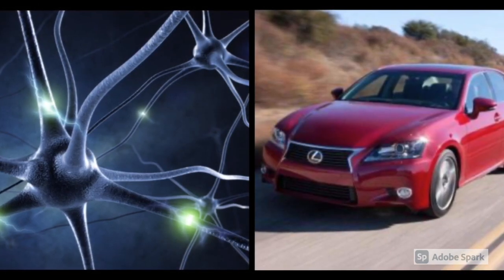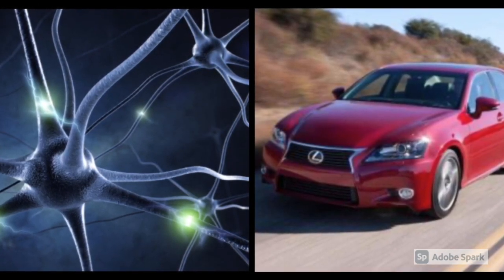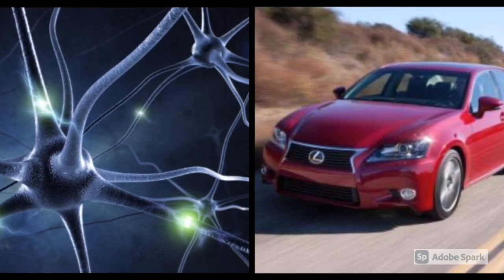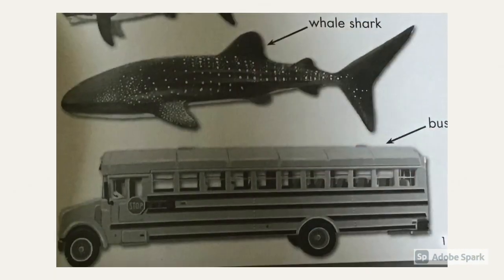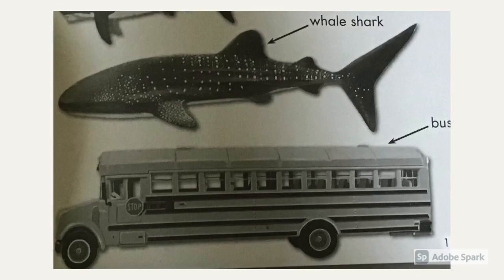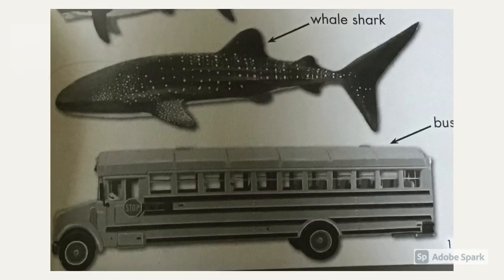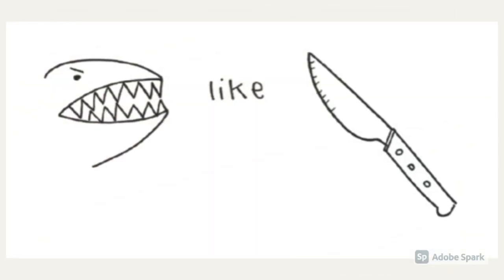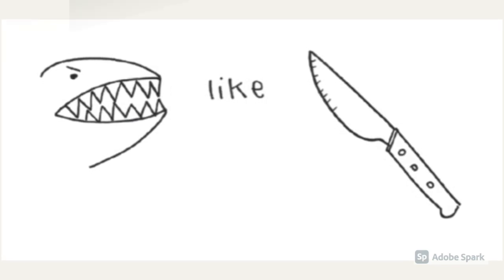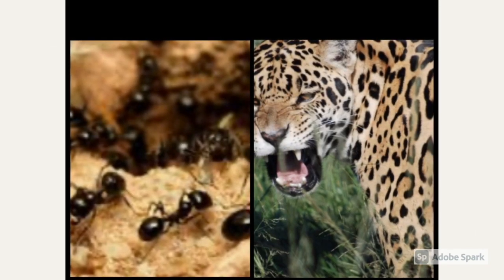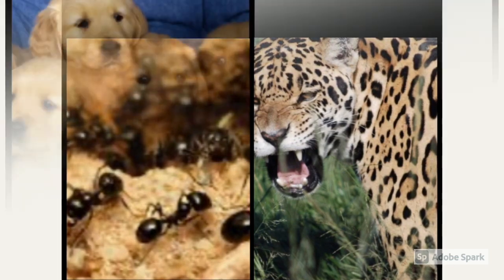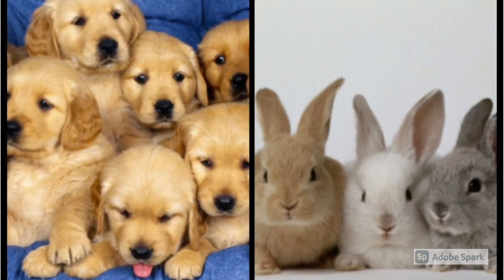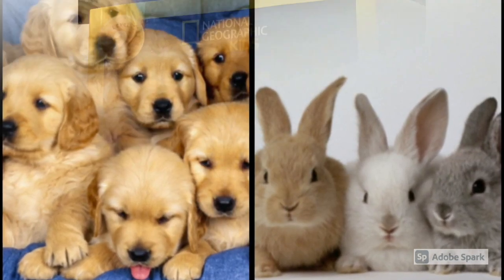Nerve signals are up to 5 times faster than a car on a highway. From Liam. A whale shark that is as long as a bus. Thanks, Grace. Sharks' teeth are as sharp as a knife. Ants move fast like a jaguar. Puppies are as cute as bunnies.